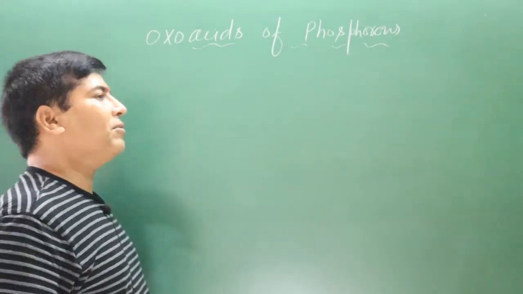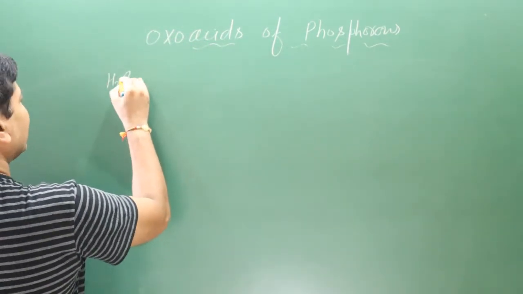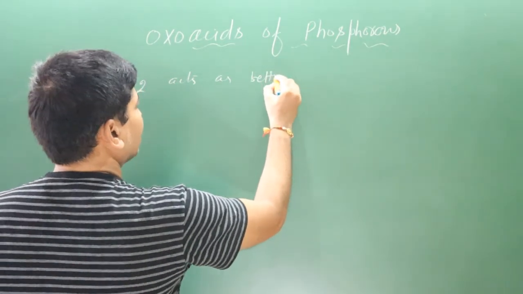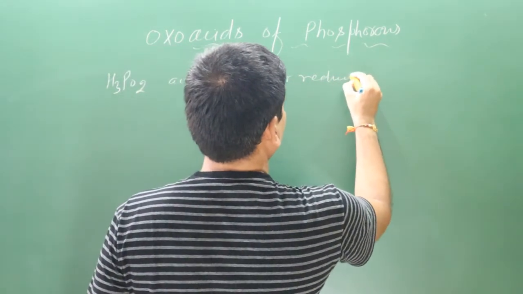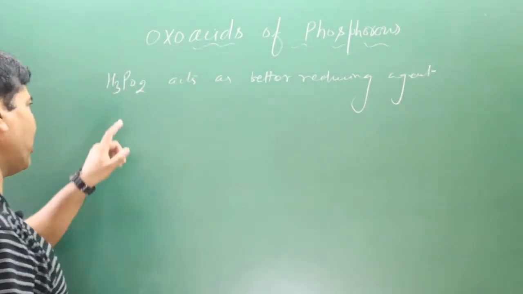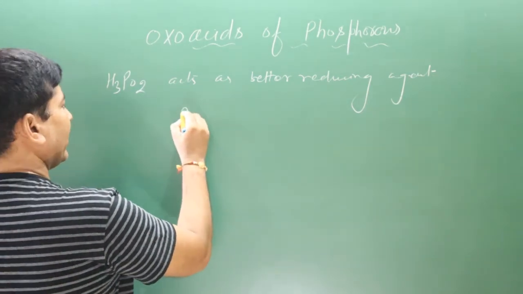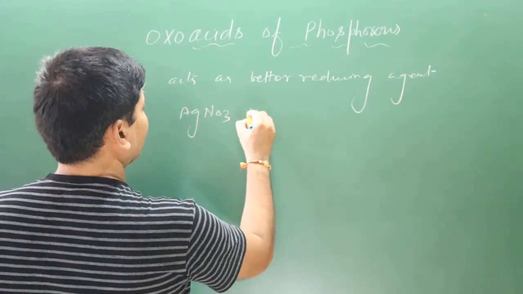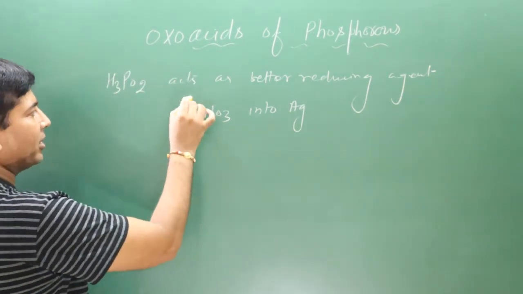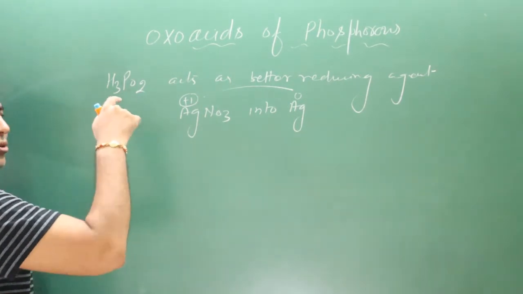Keep in mind, out of all the oxoacids of phosphorus, hypophosphorus acid acts as a better reducing agent. Phosphorus is present in its intermediate oxidation state. It reduces silver nitrate into silver. It removes the silver from this compound: +1 goes to 0. You can see silver is undergoing reduction, then phosphorus will undergo oxidation.